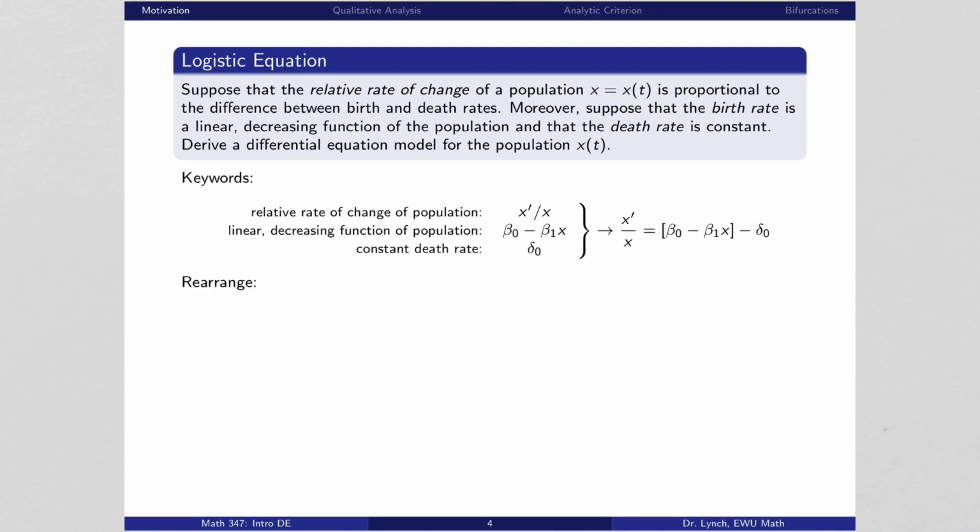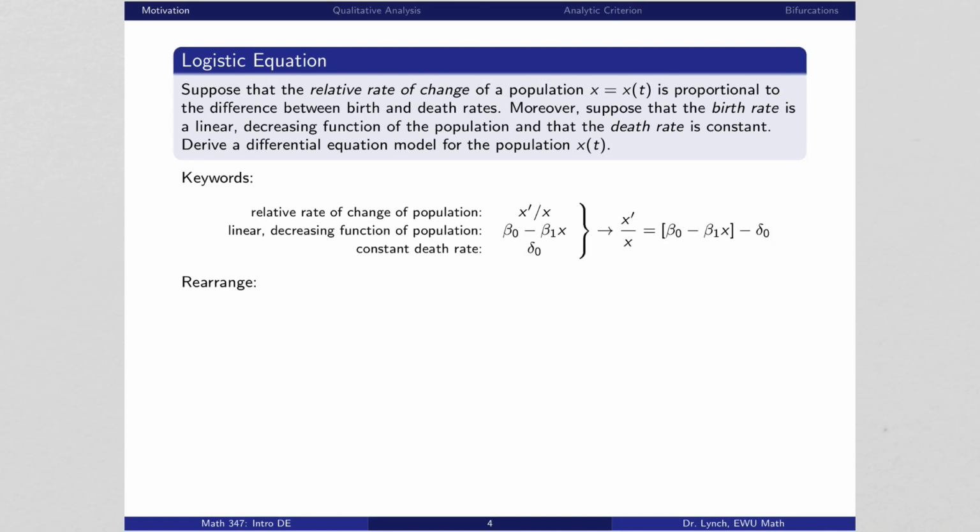A linear decreasing function of the population might be something like beta naught minus beta 1 x, and a constant death rate here, delta naught. So you can think of maybe an increasing population having a crowding effect and causing a decrease in a base birth rate, and maybe populations die at the same relative rate independent of population size. So putting those together, x prime over x is equal to beta naught minus beta 1 x minus delta naught: relative rate of change is equal to the difference between birth and death rates.